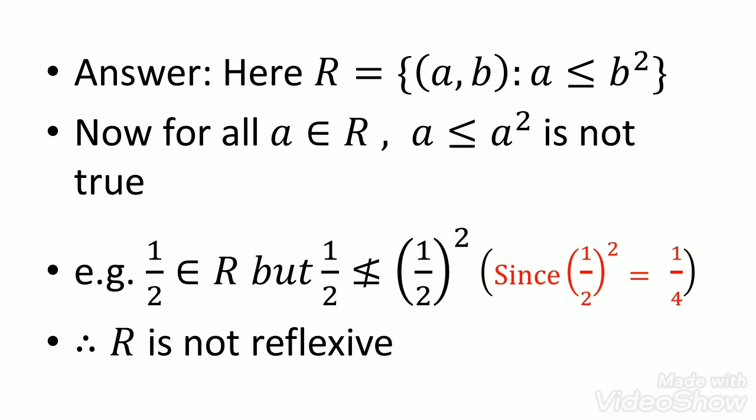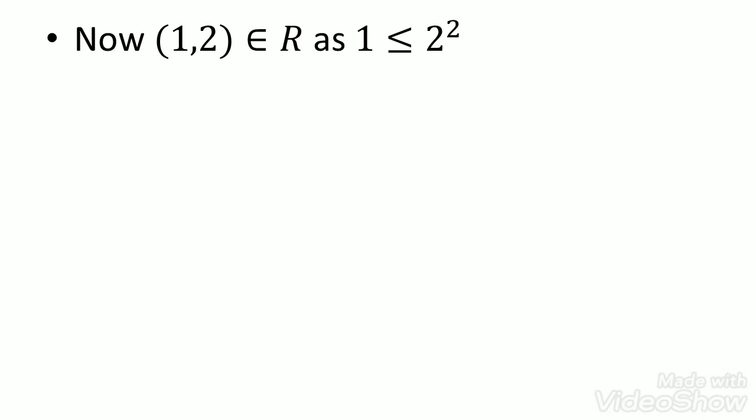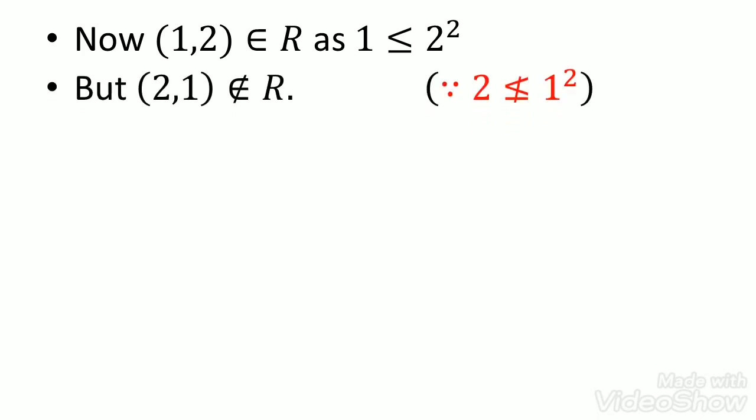Now you see, (1, 2) belongs to R because 1 is less than or equal to 2 squared. We can consider (1, 2) to show that it is not symmetric, because (2, 1) is not in R, because 2 is not less than or equal to 1 squared, and that gives us that R is not a symmetric relation.